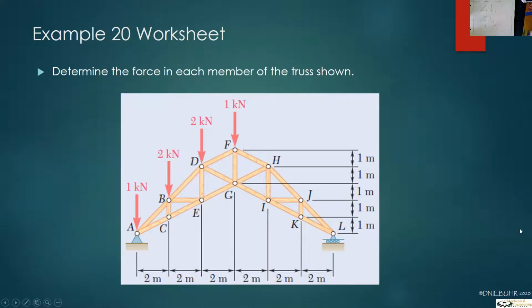For one thing, if you look to the right side of the truss, you notice that KJ is a zero force member, which means that IJ is a zero force member, which means that IH is a zero force member. So as a result, if you find GI, IK and KL are going to be the same value, and LJ and JH are going to be the same.